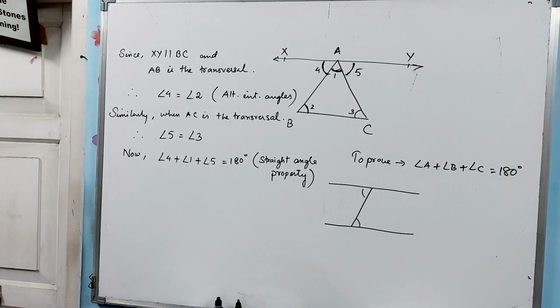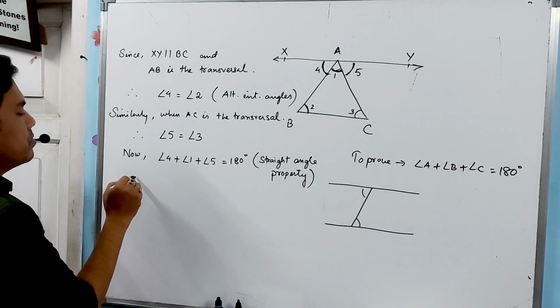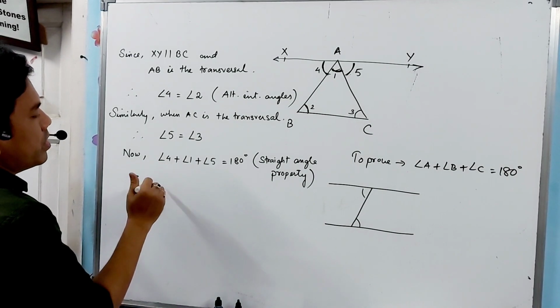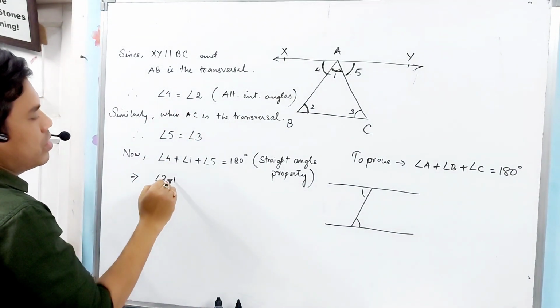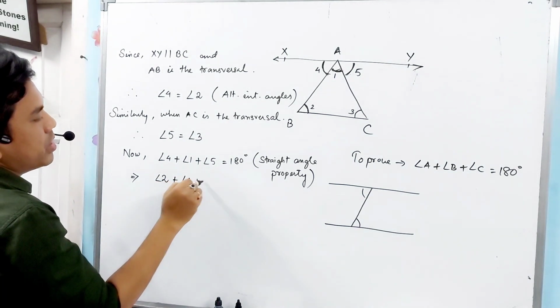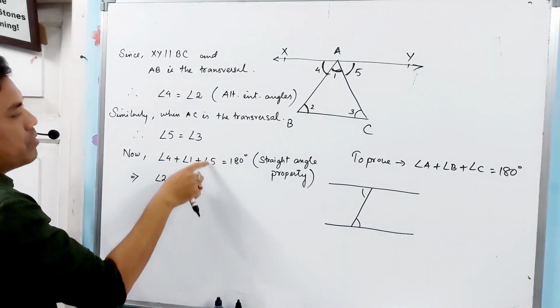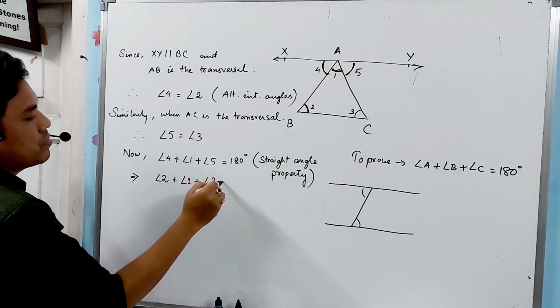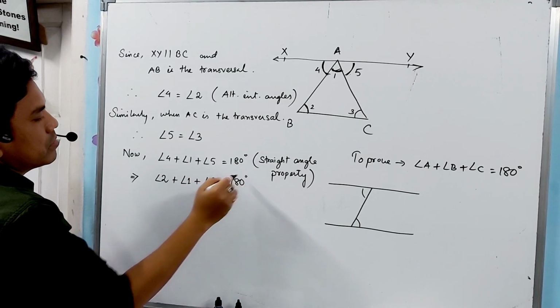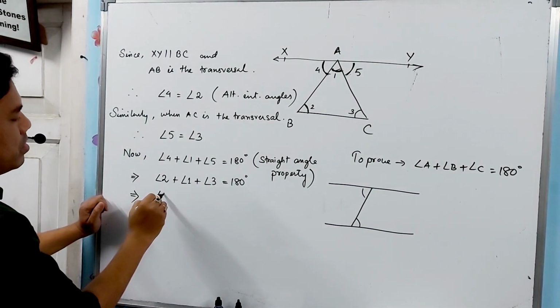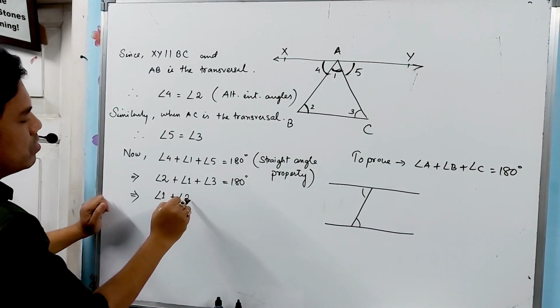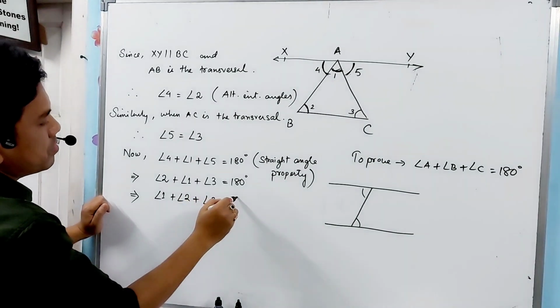Now in place of 4 we can write 2 because I have already shown here 4 is equal to 2. That is, angle 1 remains as it is, and in place of angle 5 we can write angle 3. Done. After that we will rearrange it. Angle 1 will be written here, then angle 2 plus angle 3. It can be done.